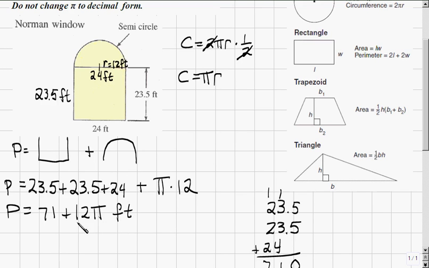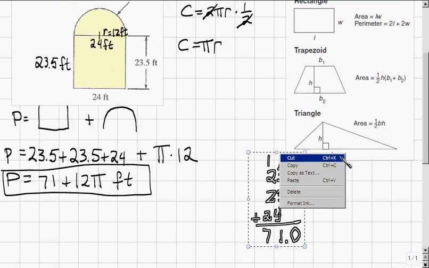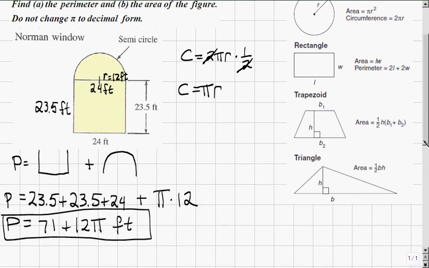Whatever this calculates to become is how much material we would need to add up for the lengths going around this figure. So our first half of the problem is done. The perimeter, the adding up lengths of this entire figure, is 71 plus 12 pi feet. Now let's go back and find the area. And to do that, let's erase our adding columns here. So we'll simply erase this and go back and look at our areas now.